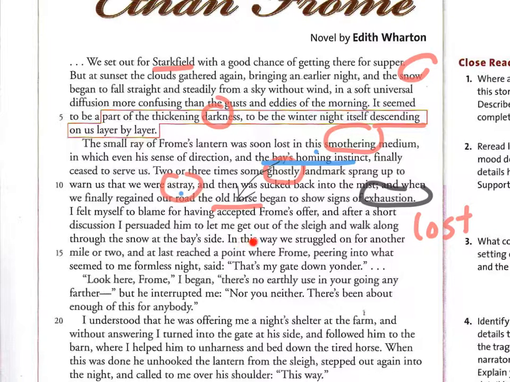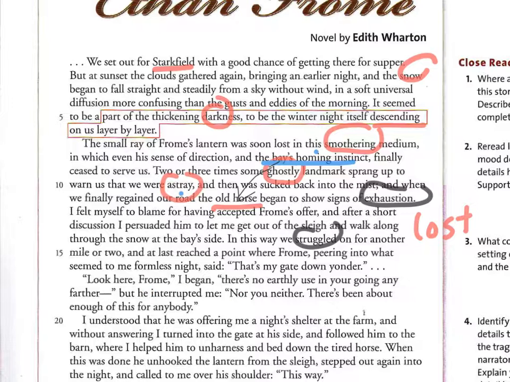I persuaded him to let me get out of the sleigh and walk along through the snow at the bay's side, at the horse's side. In this way, we struggled on for another mile or two. Struggle. And at last reached a point where Fromm, looking into what seemed to me formless night. It all looks the same, just darkness. He said, "That's my gate down yonder. Over there, down yonder."